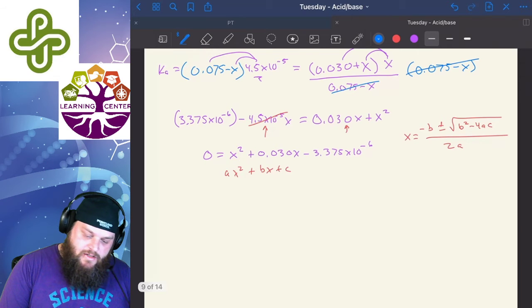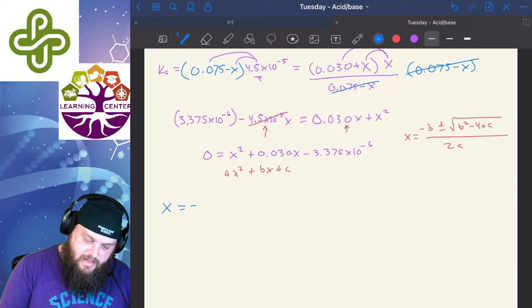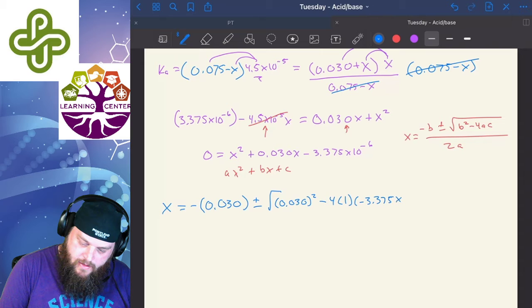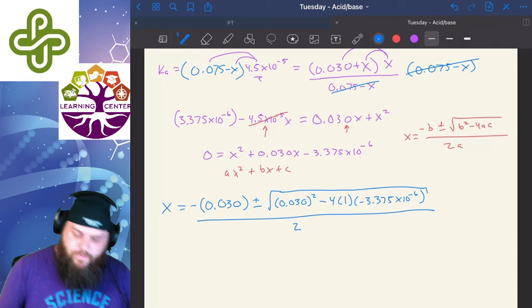So it's really just a big expression now we have to plug in. So that b is negative 0.030 plus or minus the square root of, and I'll continue that, 0.030 squared minus 4 times 1 times negative 3.375 times 10 to the negative 6. We're going to divide that whole thing by 2.